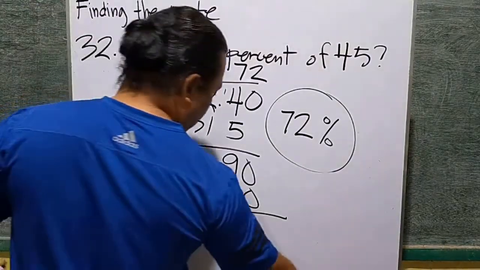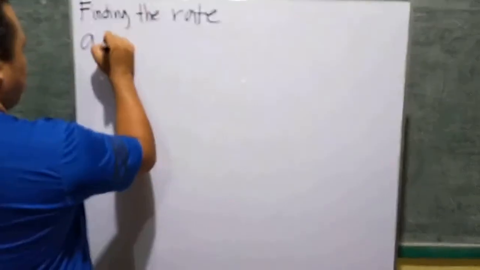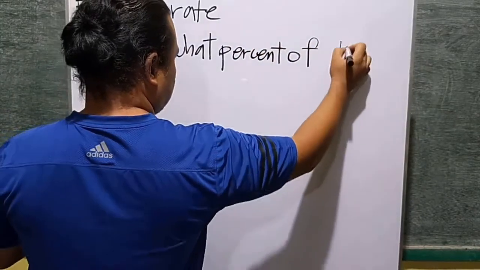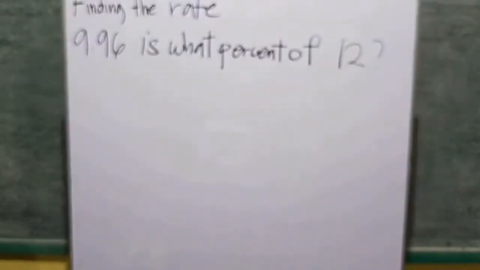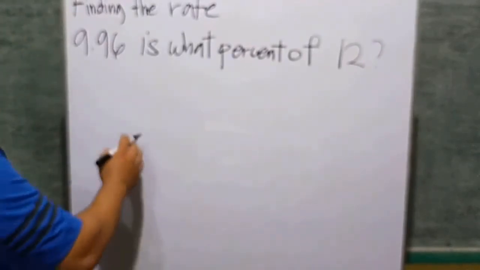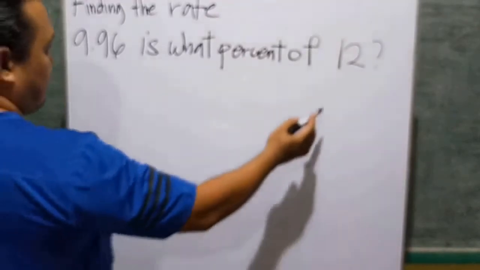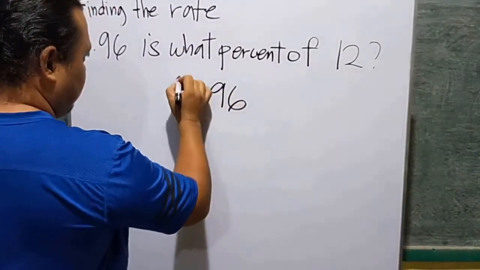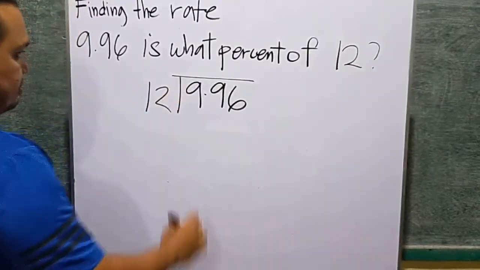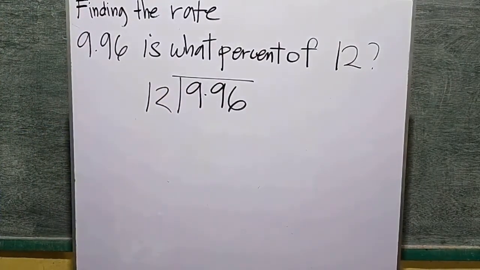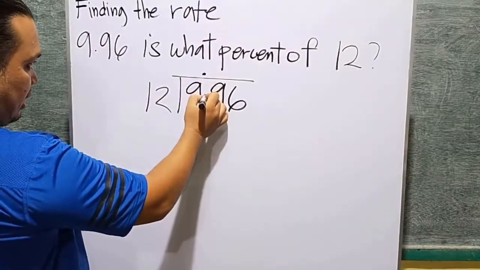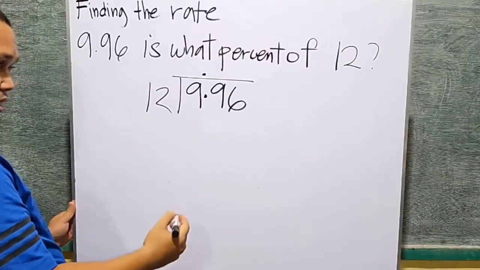Now let's have one last example. Let's have 9.96 is what percent of 12? So we are looking for the rate. The same solution, just divide the percentage by its base. So that will be 9.96 divided by 12. So we are dividing decimal numbers. Put the decimal point above, aligned to the decimal point below, and divide this like whole numbers.